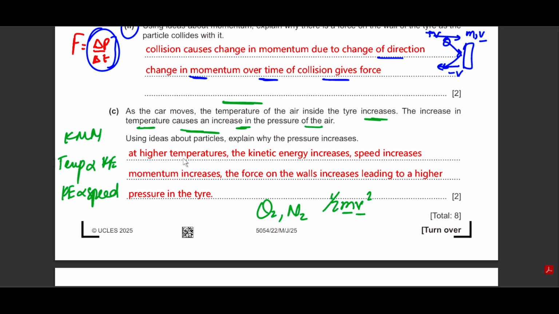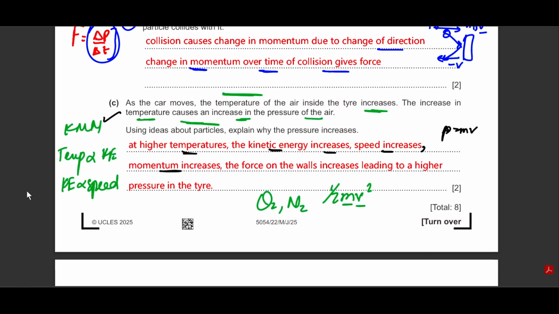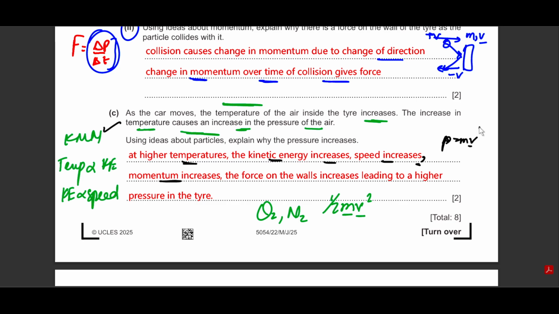So we start our answer with, at higher temperature, the kinetic energy increases from the kinetic model of matter. The speed increases, which in turn increases the momentum, because momentum is a product of mass and velocity. This is exactly why he asks you about momentum here, so that he can ask you about changes in velocity leading to changes in momentum later. So momentum increases, the force on the wall increases because of this formula, which is delta P divided by delta T, leading to a higher pressure in the tire, because pressure is force over area. Higher change in momentum gives higher force gives higher pressure.